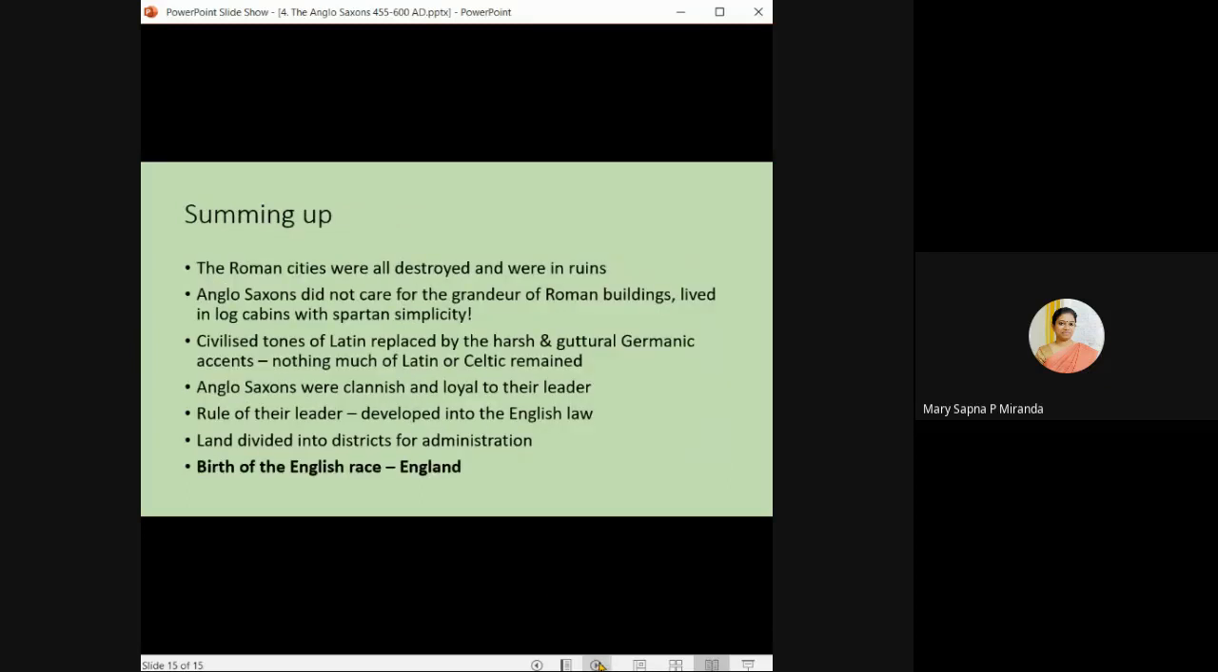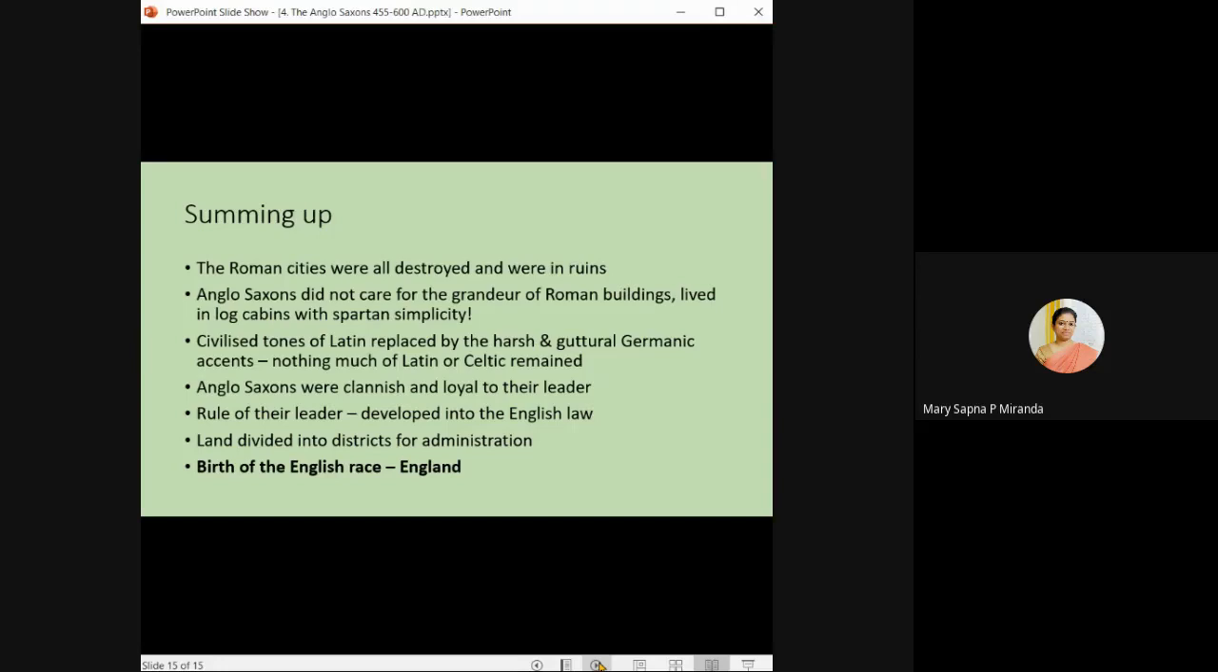To sum up, what happened to the Roman cities with the coming of these Angles and Saxons? The cities were all destroyed and they were in ruins. Why? Because these Anglo-Saxons did not really care for this kind of life that the Romans lived, the grandeur of buildings, luxury. They did not believe in all that. They did not care for it. Instead, they lived in small huts and log cabins with Spartan simplicity. So their philosophy of life was totally different. They did not believe in that grandeur and splendor that was the Roman way of life.